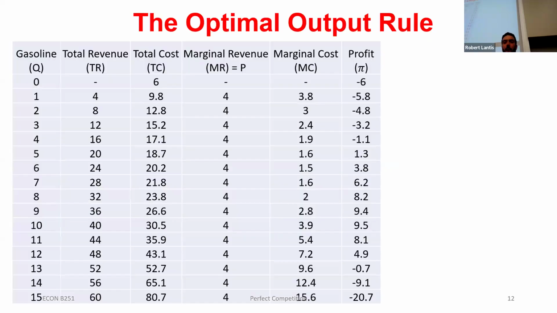Okay. So let's put this all together, right? We already knew from these numbers, looking at total revenue and total cost, that just taking the difference between the two told me my profits. So we already knew profits were maximized at this quantity of 10. Now, if I wanted to find my marginal revenue, that would just be a change in the total revenue divided by a change in quantity. Well, for every single one of these, as I increase the output by 1 unit, what's the change in my total revenue? 4, or the equilibrium price of the good.